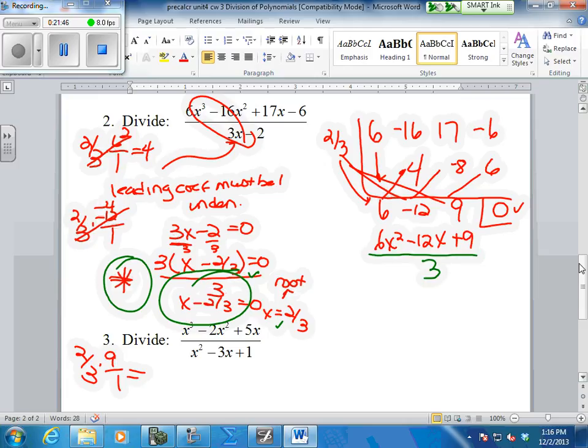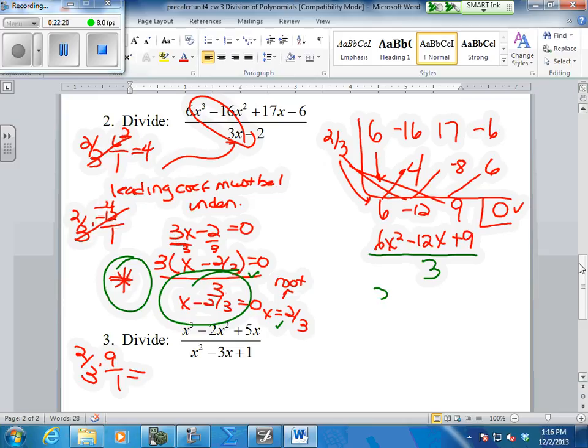Why? Because I will tell you why. If you checked, remember you check, you can multiply them, they should come out to be what you originally started with. Front end, what's 3x times 6x squared? 18x cubed. Is that 18x cubed? No. So this is not going to work. I divided this by 3. I also have to divide that by 3. So let's divide everything out.